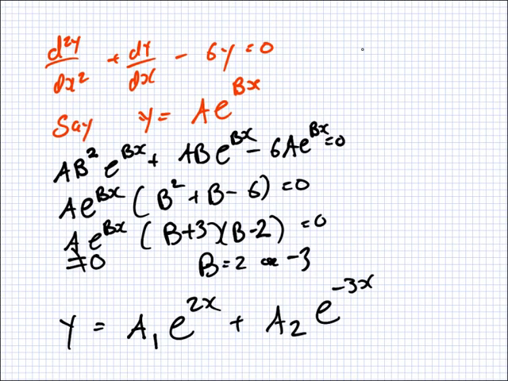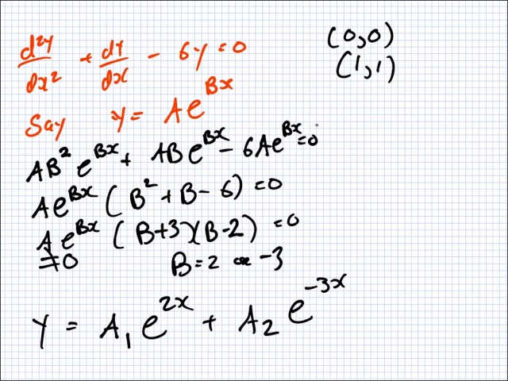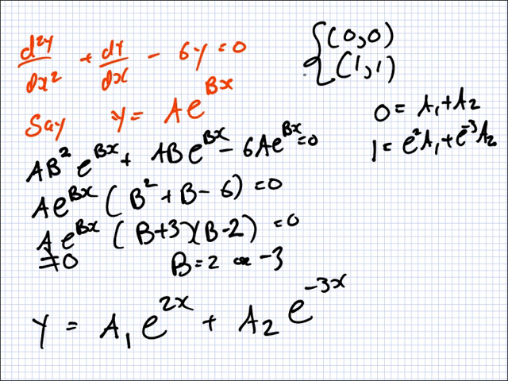Now if I give you some information, like if I say x is 0, then you could find... well, I'd have to give you two pieces of information. I could say something like (0, 0) and (1, 1) as an example. So then you would have 0 equals a1 plus a2, and then you would have 1 equals e2 a1 plus e minus 3 a2. So I have to give you 2 points because it's a 2 here. But you could find a1 and a2, and then you're finished.